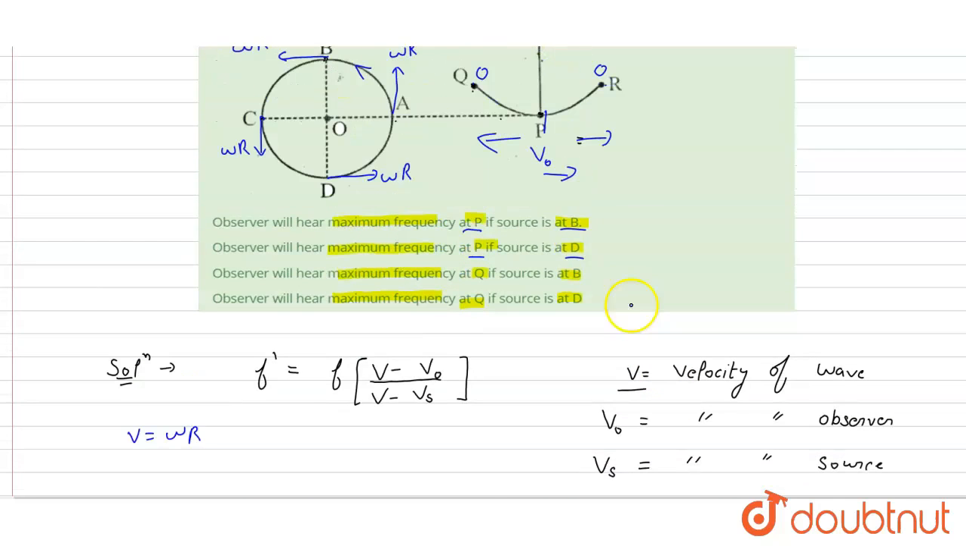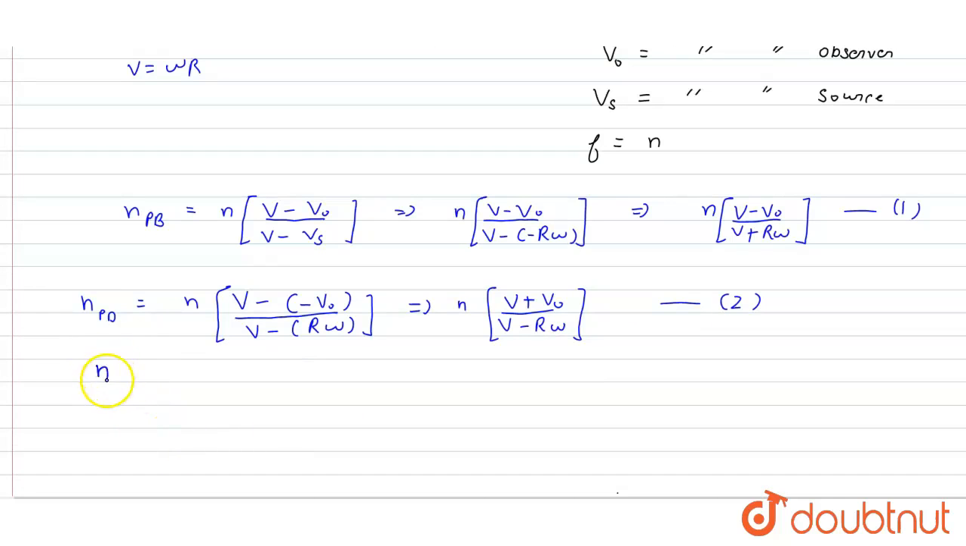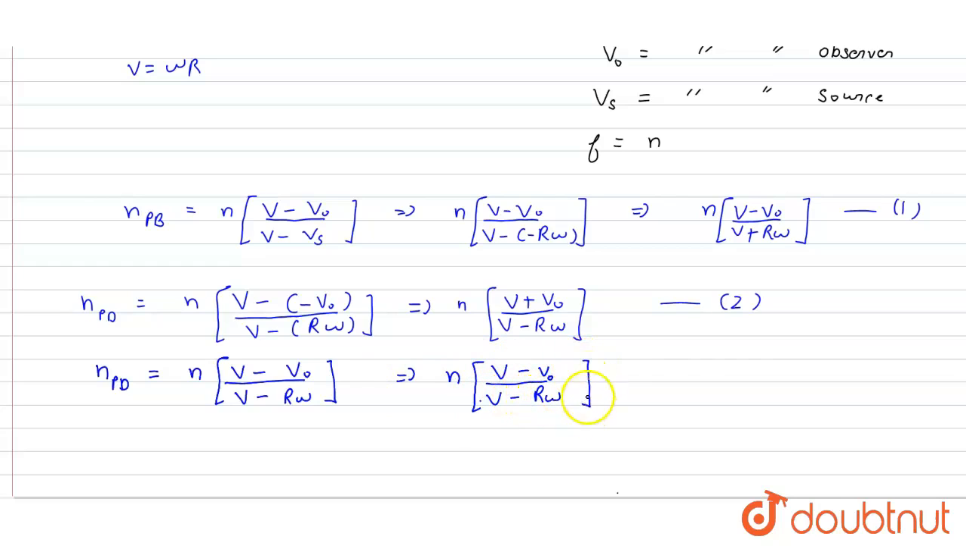And when velocity is in the other direction, then apparent frequency n PD becomes n into v minus v naught upon v minus r omega. This is equation number 3.